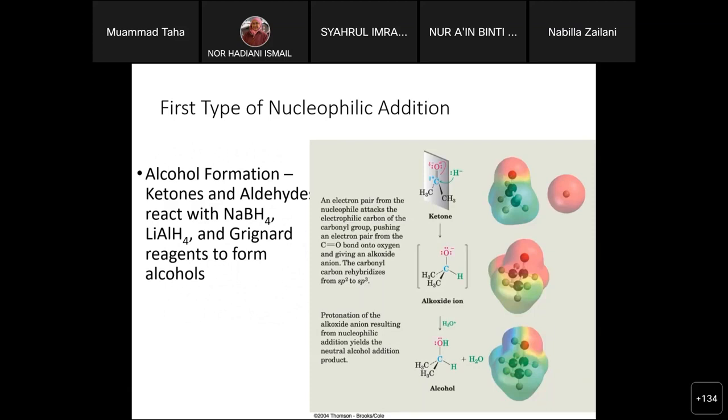You see here the nucleophile attacks on this. This becomes a tetrahedral intermediate, and then the protonation occurs and this becomes an alcohol. So this is called a nucleophilic addition reaction. This is the one way. Okay, go to the next slide.